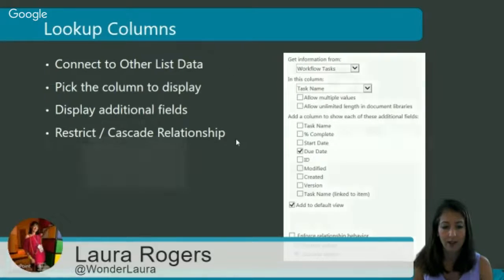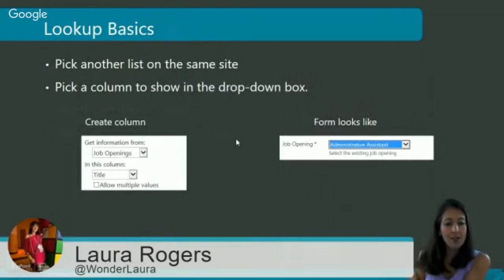All right, so here are just some basics. Again, you pick another list on the same site. You pick a column to show in the drop-down box. Corey, let me know if there are questions, because my whole screen is obscured. I can't see it with this PowerPoint. Shall do.